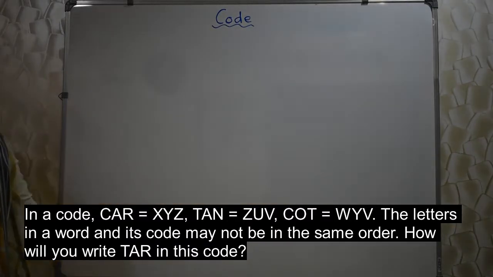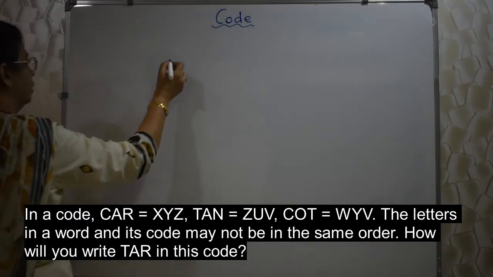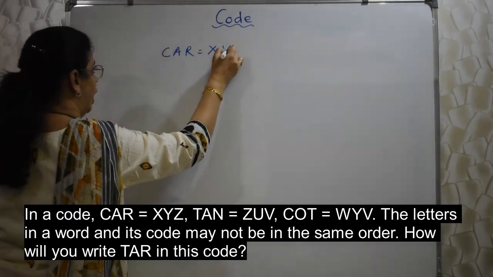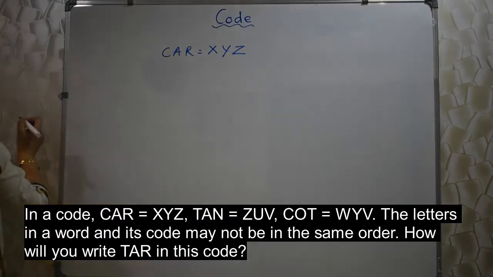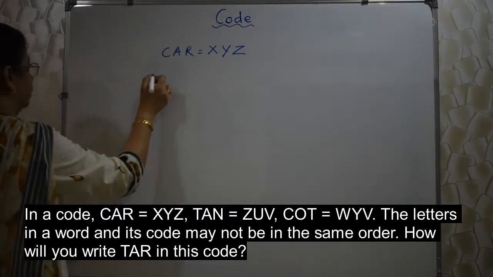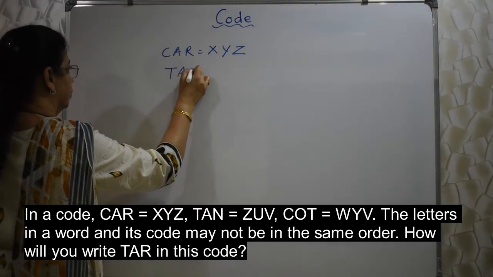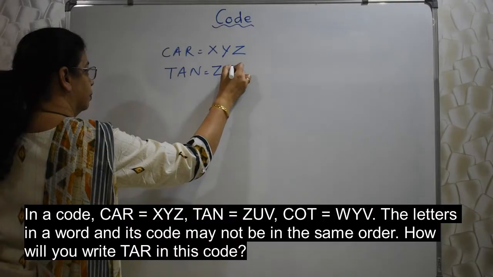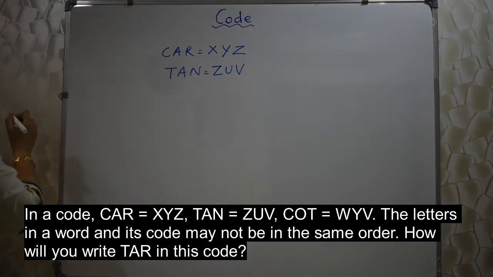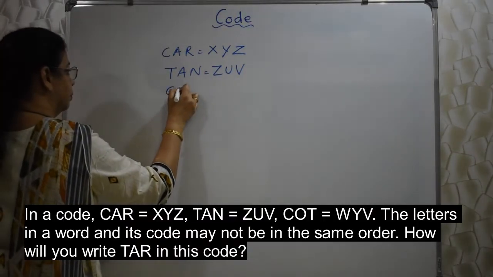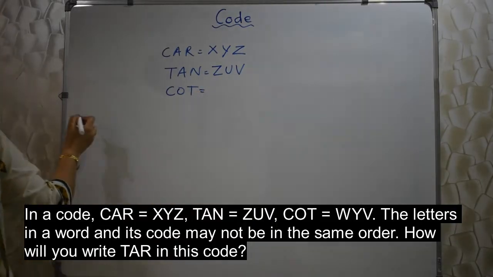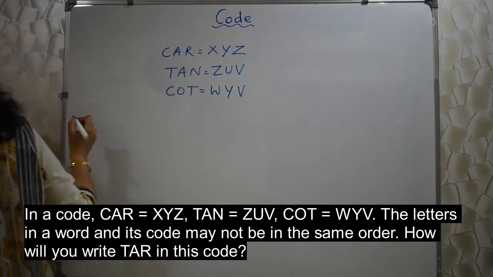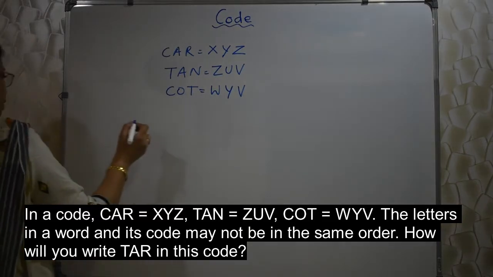What have they given us? CAR is equal to X, Y, Z, right? After that comes TAN is equal to ZUV. Then comes COT is WYV, right? And what have they asked us to convert?